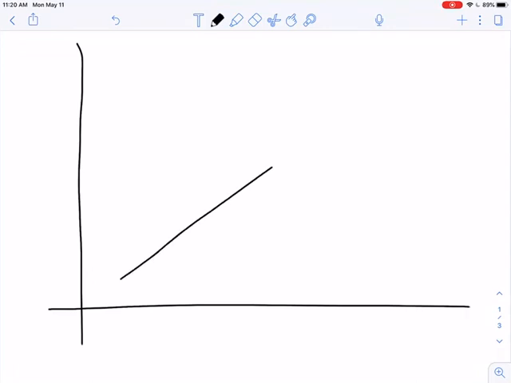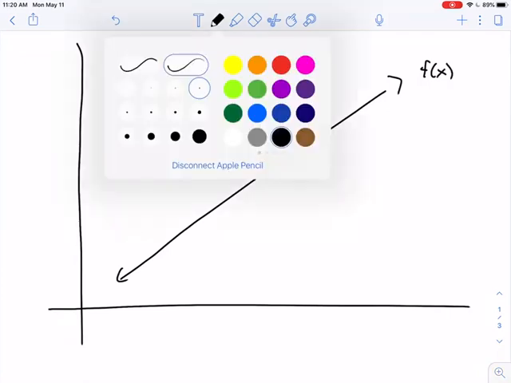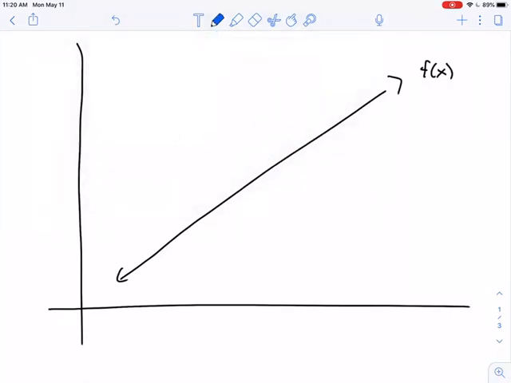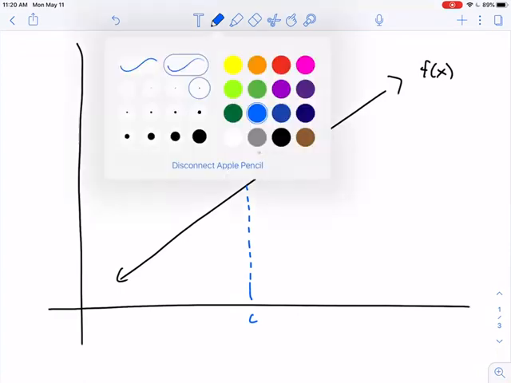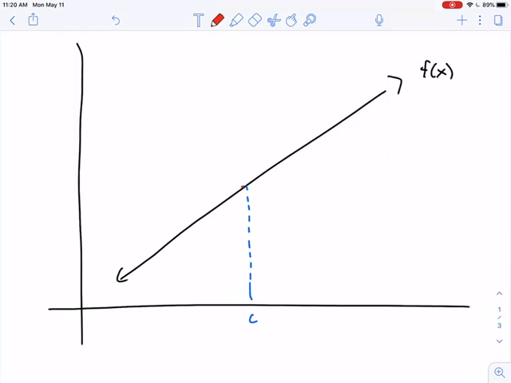And I'm going to start with a linear function here, which I will call f of x. And I'm going to pick some arbitrary x value here. So I might say, okay, my x value is right here. This is x equals c. Now, I'll tell you in this problem that the limit over here is this guy right here. This is my limit L.